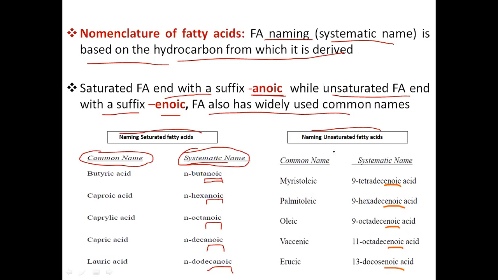And you can see here the naming of unsaturated fatty acids. This is the common name and this is the systematic name. We discussed that they end with the suffix enoic. You can see in all these examples that the name ends in enoic acid. So these are the nomenclature of fatty acids based on their systematic names.